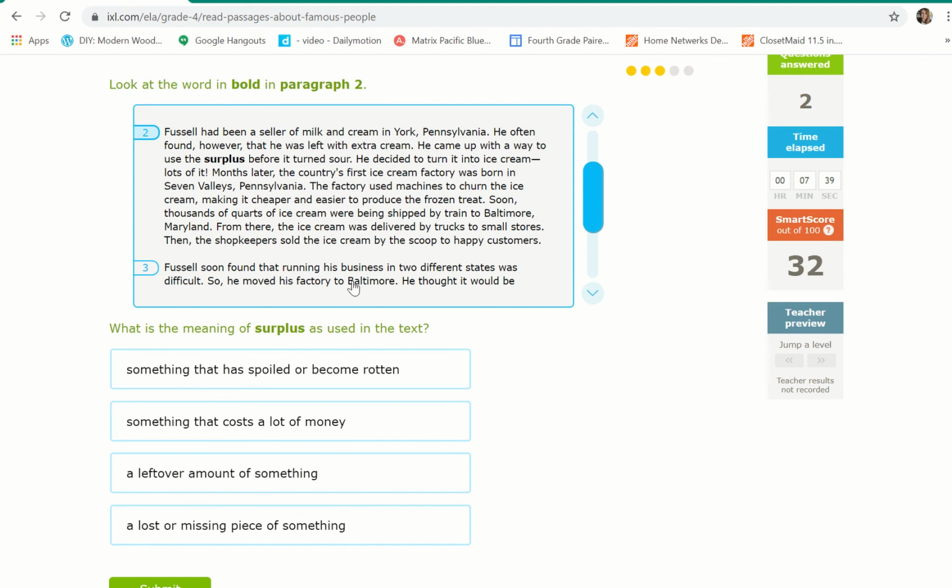Well, that doesn't make sense. Something that costs a lot of money. He came up with a way to use the expensive before it turned sour. That doesn't make sense either. Leftover amount of something or a lost or a missing piece of something. Well, if something was lost, you wouldn't be able to come up with a way to use it. So the best answer would be a leftover amount of something.